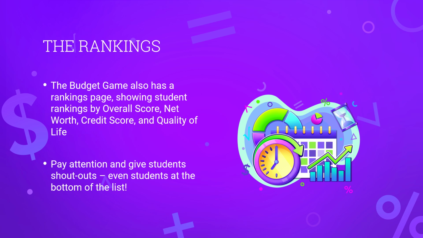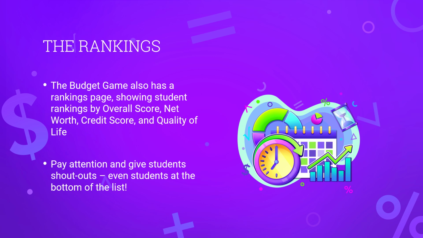Which gets to our rankings, which is one of the big reasons why the students tend to get ahead. The budget game has 4 different types of rankings. The first is by overall score, which is a metric that is based on how well these students have been following good personal finance recommendations. The second is net worth. Now, net worth is not actually figured into any of the scores in the game, but a lot of students just want to see how they're doing in terms of their net worth compared to the rest of the class. And so we have that available too.